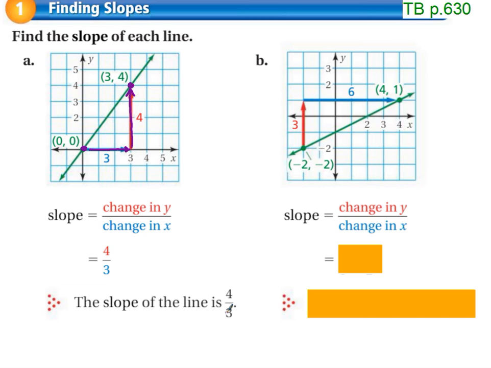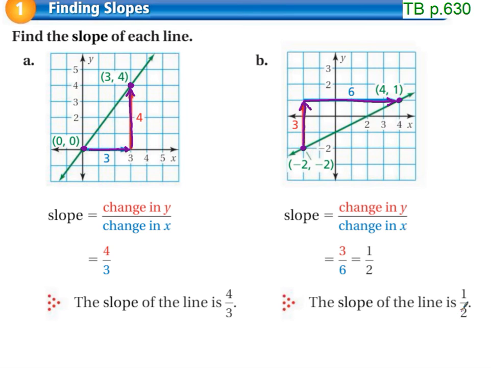Okay, in my next one, notice that here's my first dot, -2, -2. Here's my second dot, 4, 1. So the y is increasing by 3. The x is changing by 6. So the change is 3 to 6, which reduces to 1/2. So the slope of the line is 1/2.